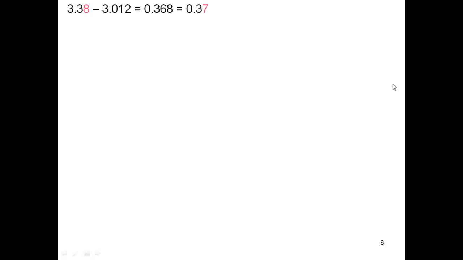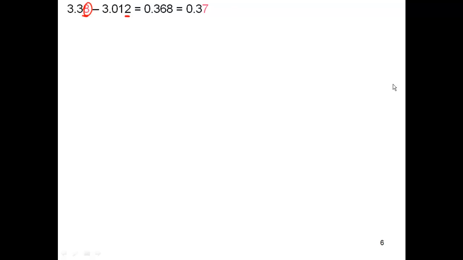You can see that my first numeric number goes to the hundredths place, and the second numeric number goes to the thousandths place. Therefore, that hundredths place is going to dictate my sig figs.